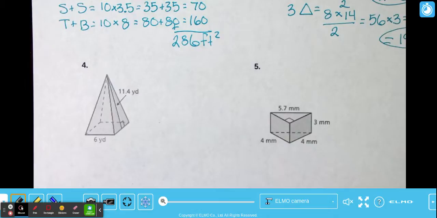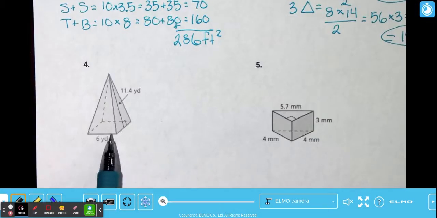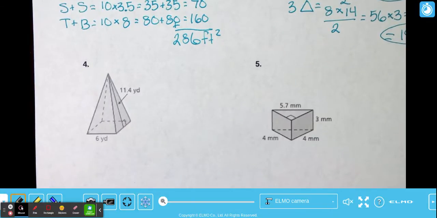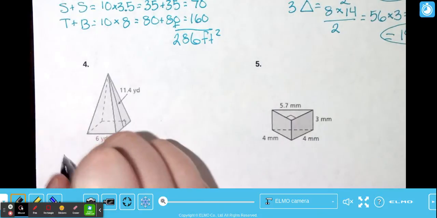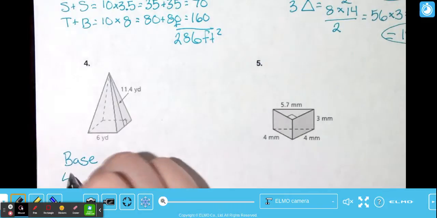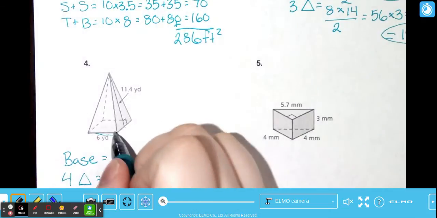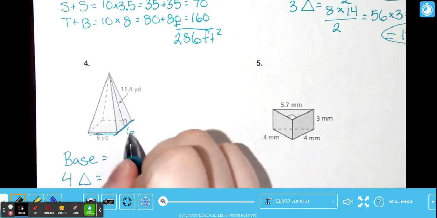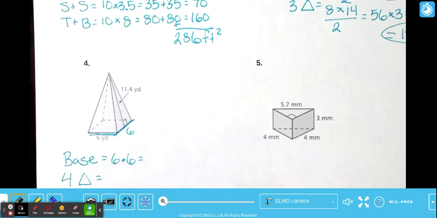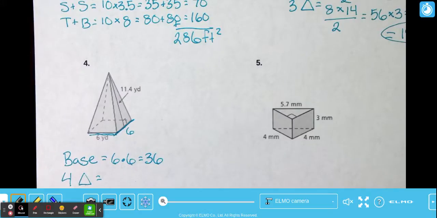Okay, number 4. What kind of pyramid is this? Square. Yeah, rectangular or square pyramid. So we'll find the area of our base. And then how many sides are coming up out of the base? 4 triangles are coming up out of the base. Okay, to find the area of the base, what do we do? 6 times, what's this length right here? 6. Because it's a square, which is 36.